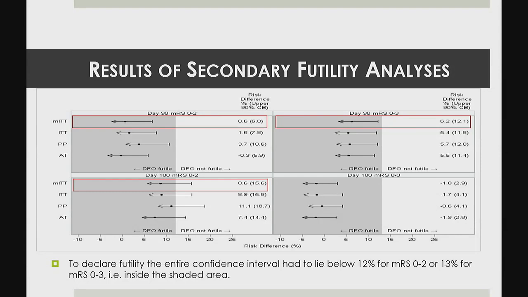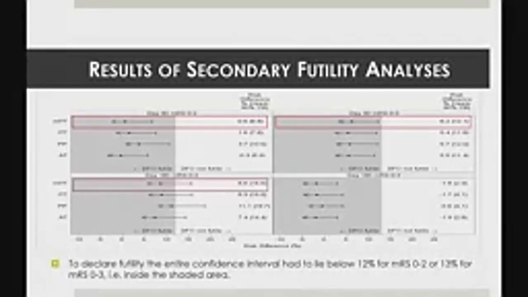Now you move down here, this is looking at modified Rankin at 6 months, and this is 0 to 2. At 6 months, this is a positive trial. You can see here that almost 9% higher in the deferoxamine arm achieved modified Rankin 0 to 2 at 6 months. And the upper bound of the confidence interval was 15.6, a lot higher than the 12% that we wanted.